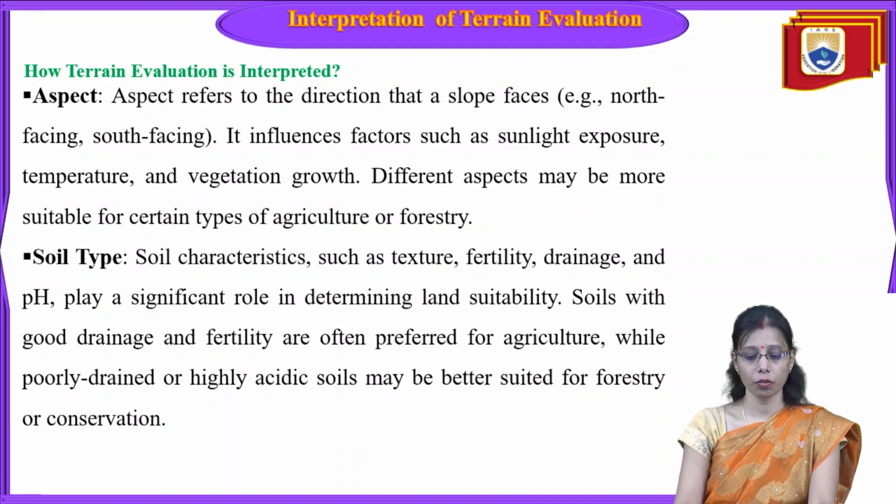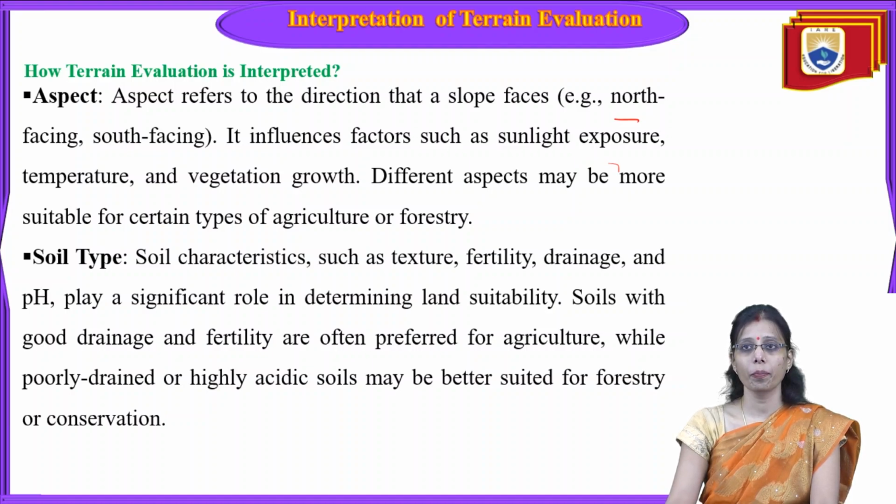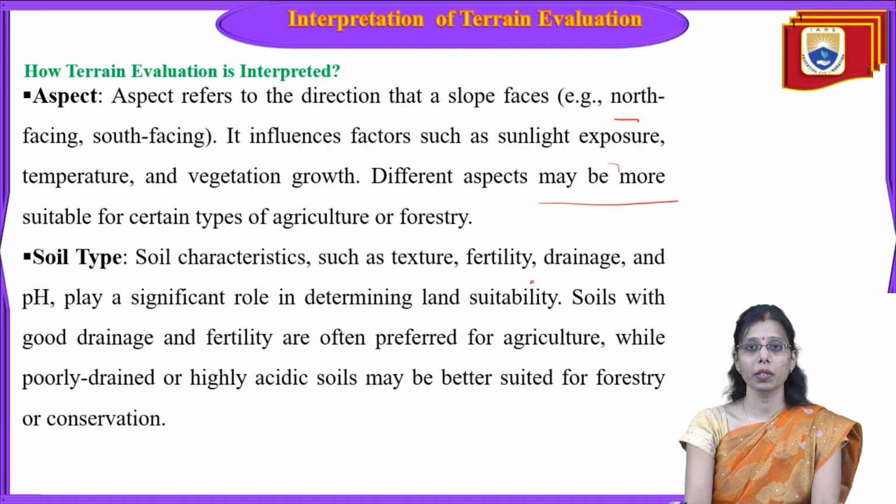Now, aspect. What is aspect? Aspect refers to the direction that a slope faces, like which direction the slope is facing, either north facing or south facing. It influences factors such as sunlight exposure. Based on the slope face, we can find out the sunlight exposure. By seeing the image itself, we can get to know where the sun is exposing its face. So it influences factors such as sunlight exposure, temperature, and vegetation growth, and different aspects may be more suitable for certain types of agriculture or forestry.